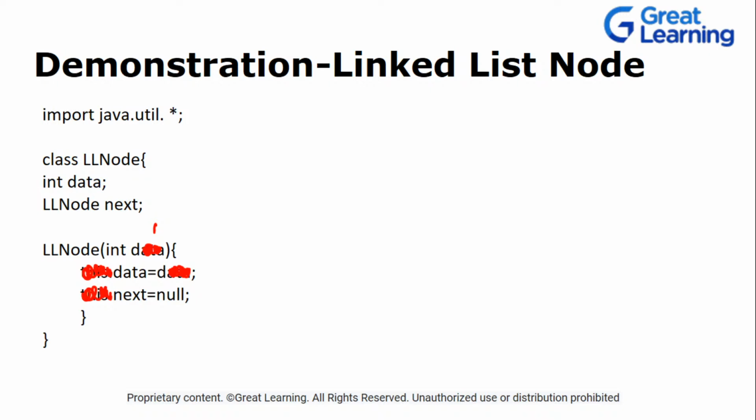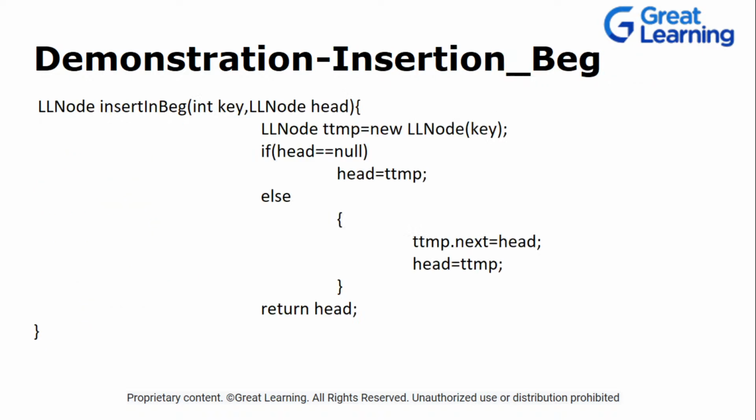Done. Now what about the insertion at the beginning of the list? Let's try. There are two scenarios. The first scenario is that there is no node, you don't have any nodes yet. The second is when you have at least one or more nodes. That's it, two cases.